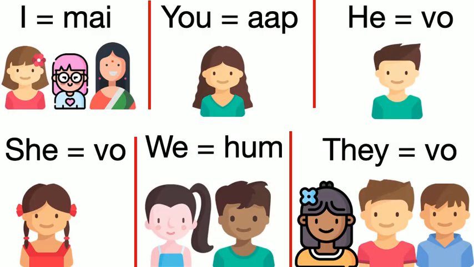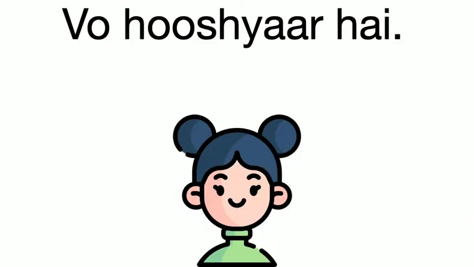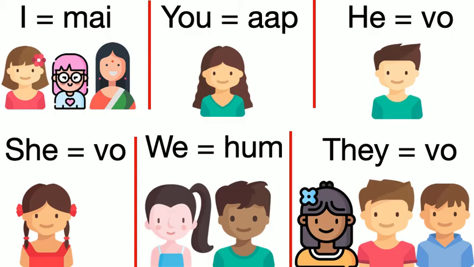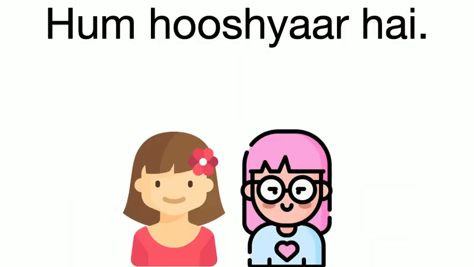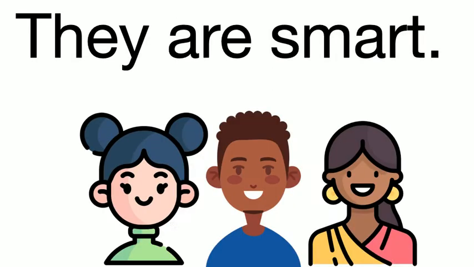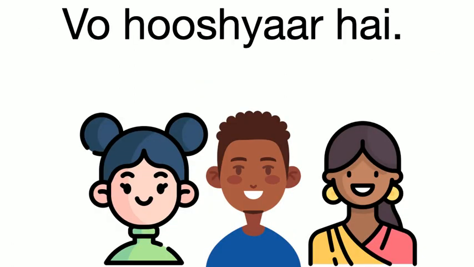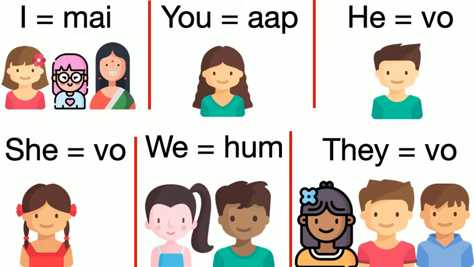What about she is smart? Well, look at the chart. For he and she, it's the same. We use wo again. Wo hushyar hai. What about we are smart? We becomes hum, right? We becomes hum. Hum hushyar hai. They are smart. They becomes wo in Hindi. Wo hushyar hai.